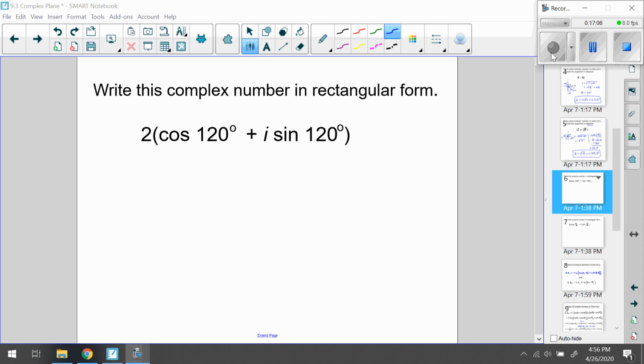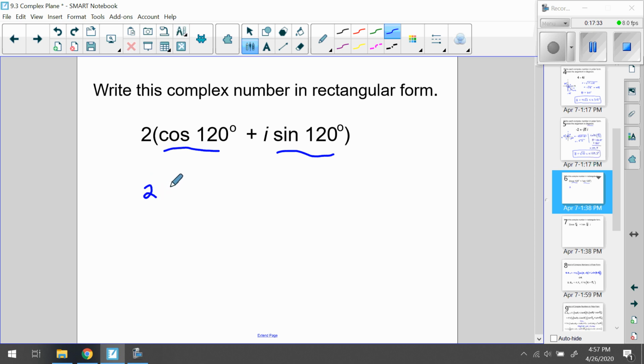So for our next two examples, we're just going to go the opposite direction. Right now we have complex numbers in polar form, and we're just going to change them to rectangular form. I think you'll find going this direction to be a little bit easier. Really, it's just a matter of simplifying. So finding the value of cosine 120 and the value of sine 120, and then we can simplify, distribute the 2. And so we'll start with that.